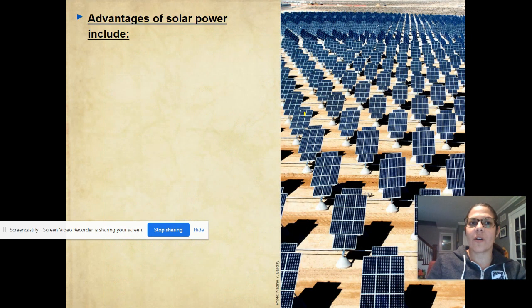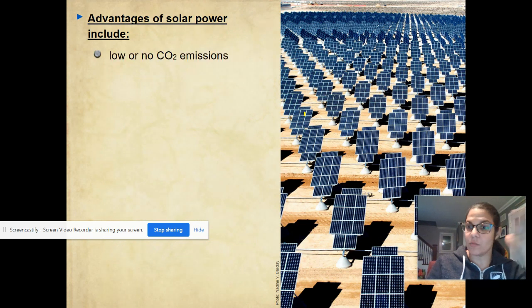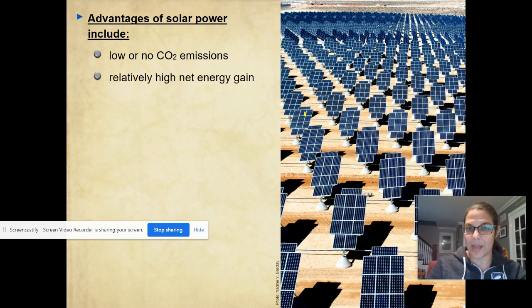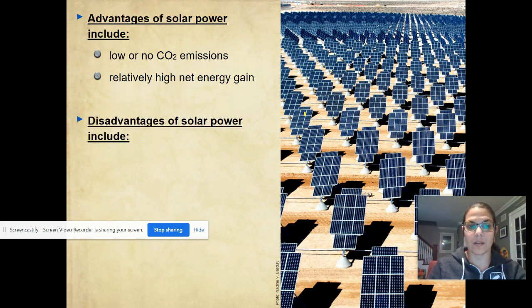Now, there are a lot of advantages, okay? No carbon dioxide or low carbon dioxide emissions, but that's not for the actual creation of the solar panels. Like with anything, we're not running on total renewables. If we were running on totally renewable, then actually making the solar panels would be a more environmentally friendly, less CO2 option. There's a relatively high net energy gain, okay? We're at 23% now with a lot of the solar panels.